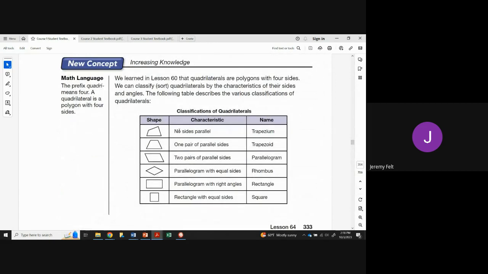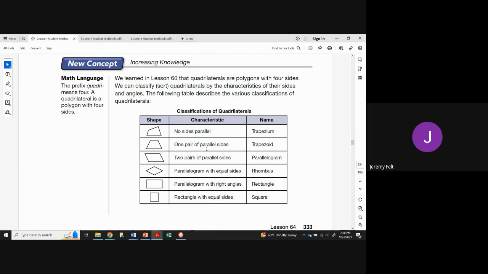So remember, quad means four. A quadrilateral is just a type of polygon that has four sides. So we have different types. We have a trapezium where no sides are parallel, a trapezoid where we have a pair of parallel sides and the other sides are not, a parallelogram where both pairs of sides are parallel, a rhombus, a parallelogram with equal sides, a rectangle, a parallelogram with right angles, and then a square, a rectangle with equal sides.